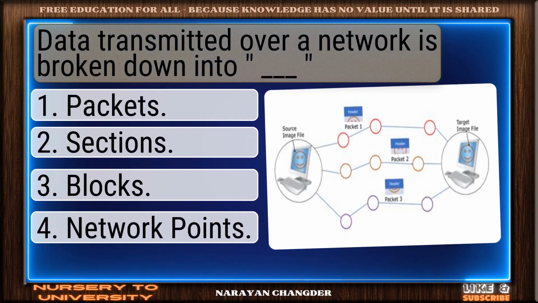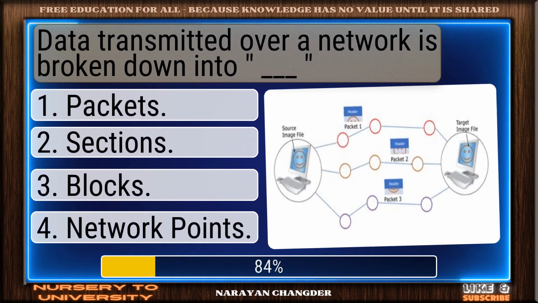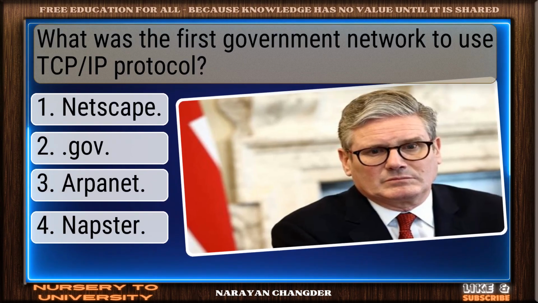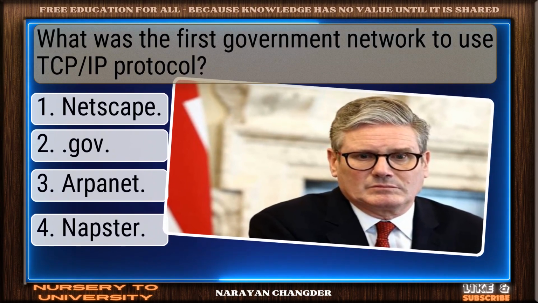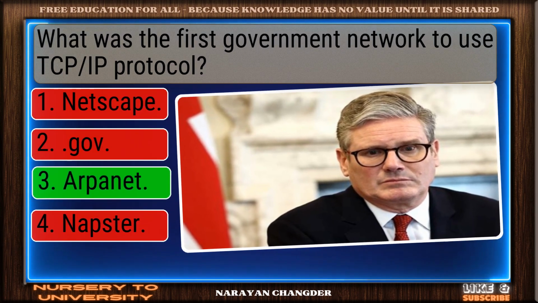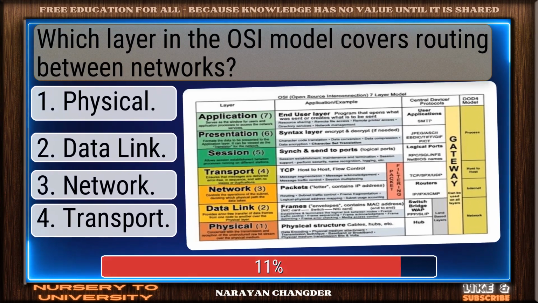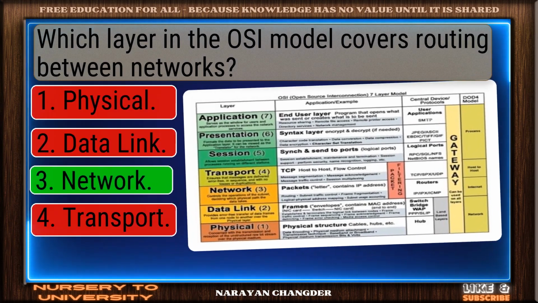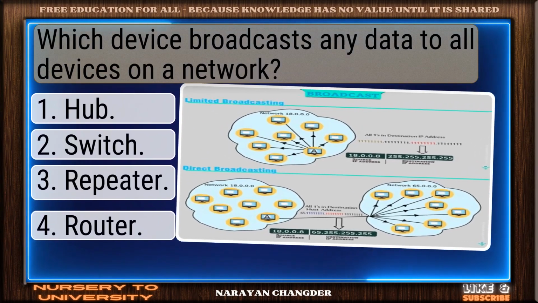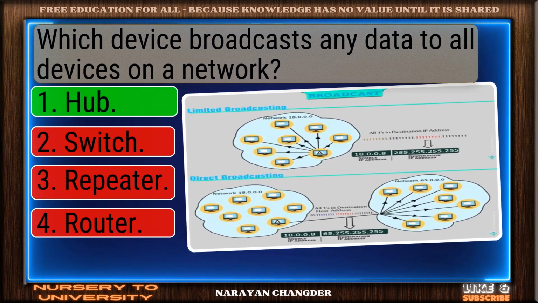Data transmitted over a network is broken down into dash. Well picked. Packets is correct. What was the first government network to use TCP/IP protocol? Smart pick. ARPANET is correct. Which layer in the OSI model covers routing between networks? On track. Network is correct. Which device broadcasts any data to all devices on a network? Right choice. Hub is best.